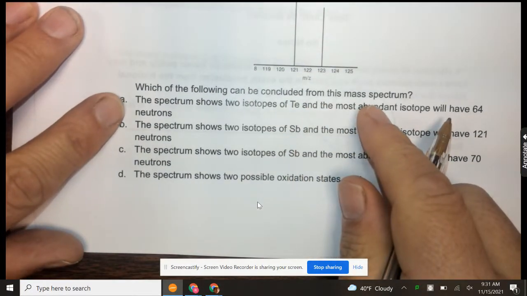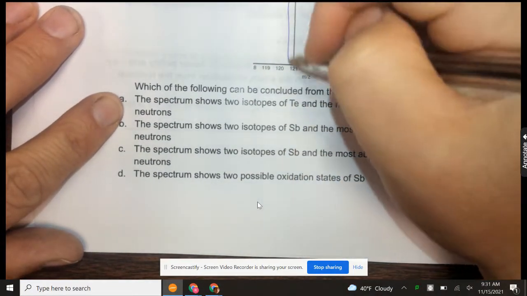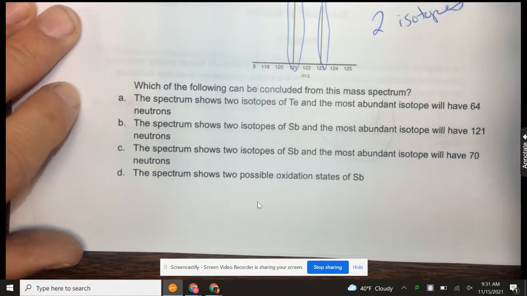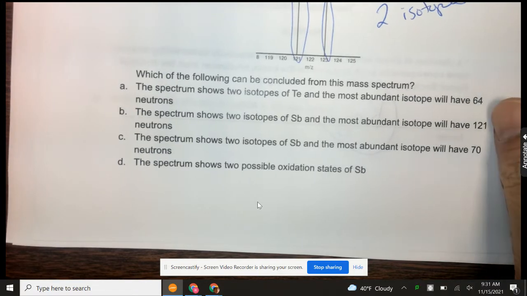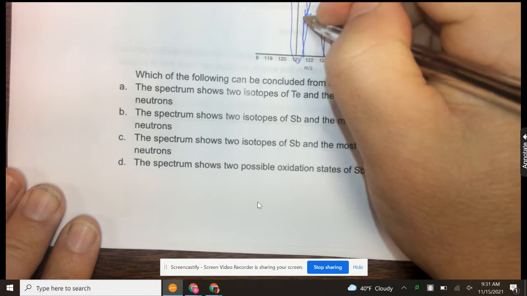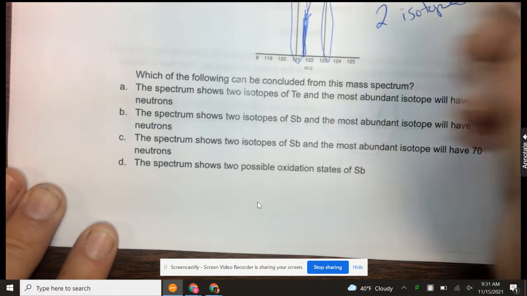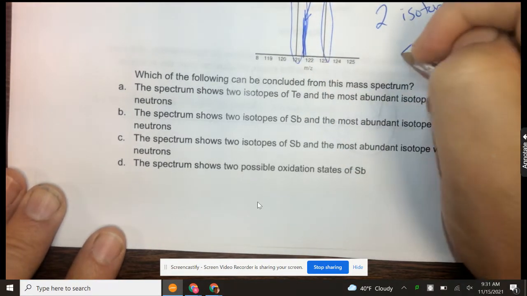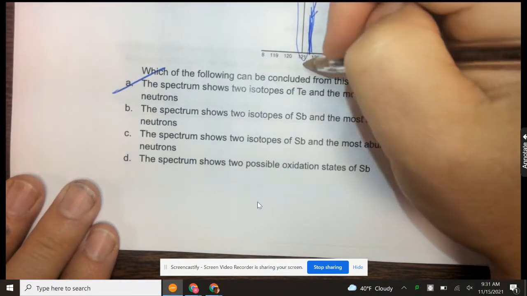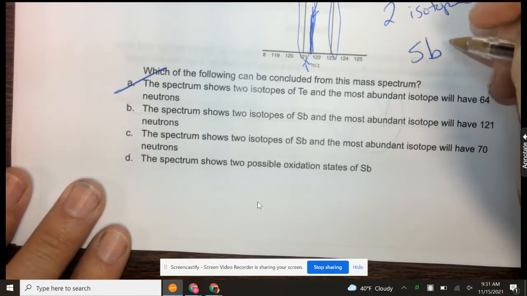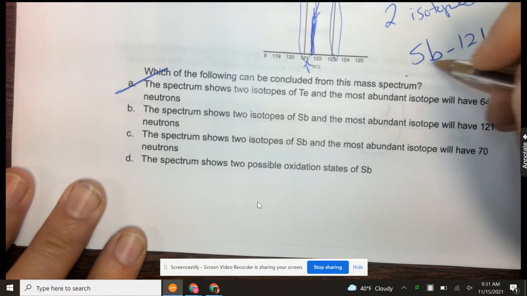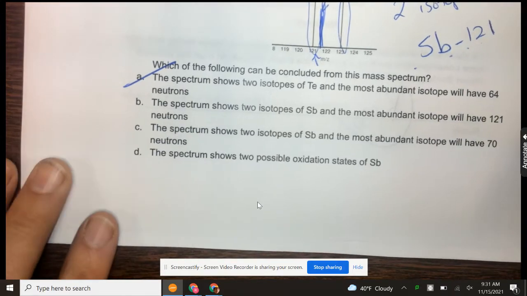What can we conclude from this mass spectrum? Well, we've got 2 isotopes. Now, what element? So the average would come out to be around here. And if you look at your periodic table, the element with an average around there is antimony, Sb. So that's out. Now this number right here, the 121, is the mass. So you could express this as Sb-121.